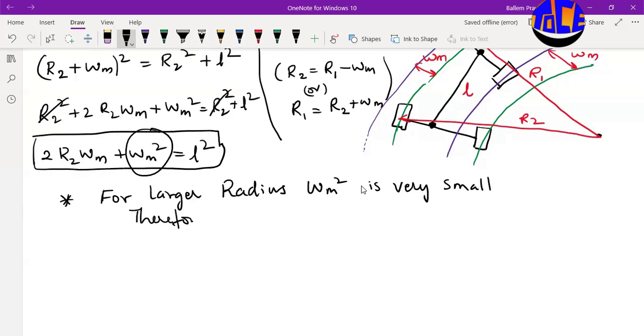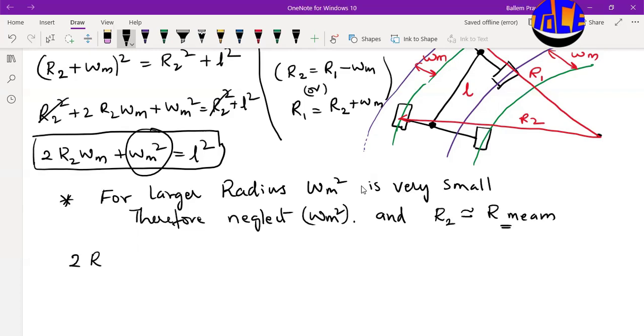So therefore neglect Wm square. Here we are neglecting Wm square, and also for the same reason, for the larger radius, usually your R2 and R1 will be approximately equal to your mean value. So let us replace in this equation. Your R2 will become just R, the mean radius, Wm.